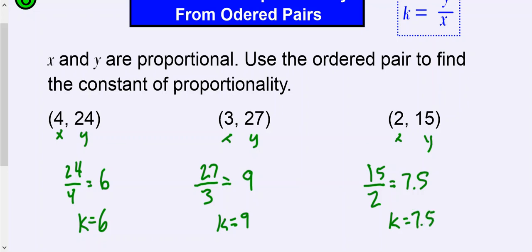Okay, so when we have an ordered pair, we're always going to divide the y value by the x value, and when we have an ordered pair, the x value always comes first. X, y.